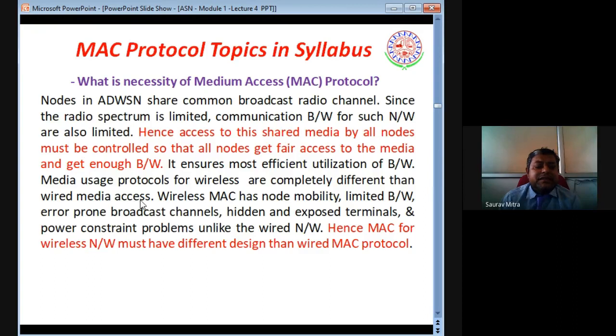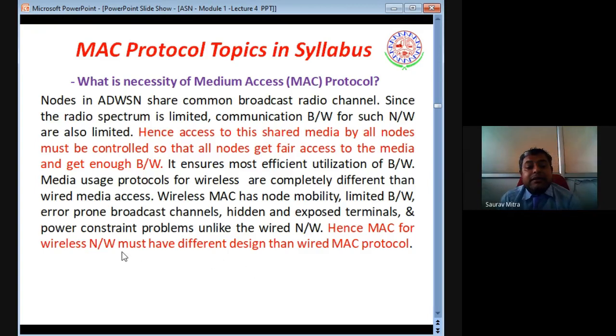Whatever data is transmitted will reach the receiver if it is wired media. But when the MAC is wireless and the wireless nodes also have some kind of mobility, limited bandwidth and an error-prone broadcast channel, hidden and exposed terminals, and power constraints create a lot of problems, so the communication gets disturbed. So what does MAC do?